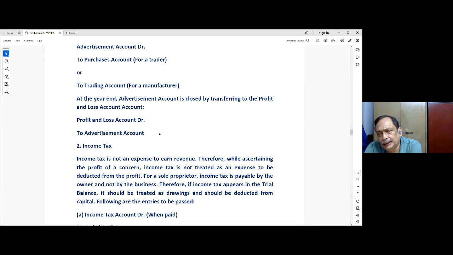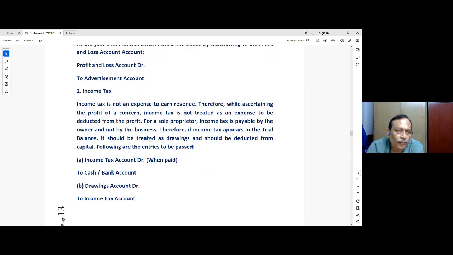Then at the year end, advertisement account is closed by transferring to the profit and loss account. And the required entry will be profit and loss account debit to advertisement account.